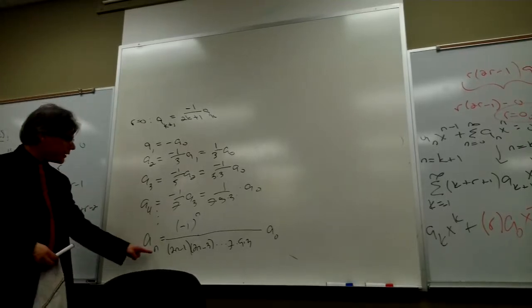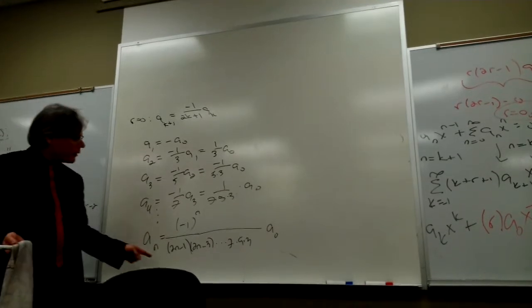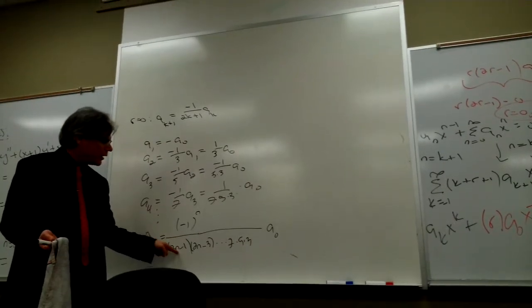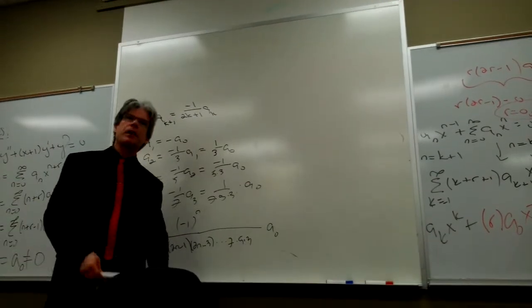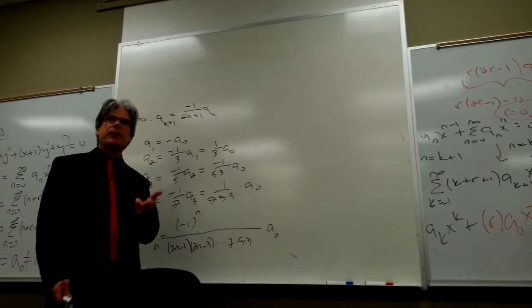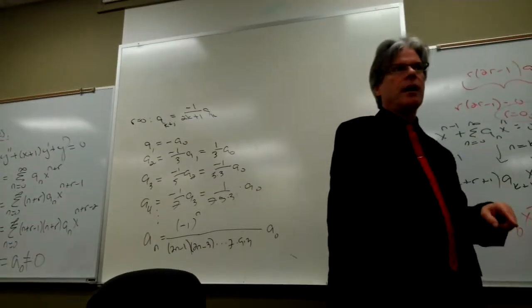If I plug 0 for n on the left-hand side, I get a sub naught. On the right-hand side, my largest factor is -1 underneath the positive one, which means a sub naught is negative a sub naught. That's a problem. That means when I come up with my series representation for this solution, I better shave off the first term.